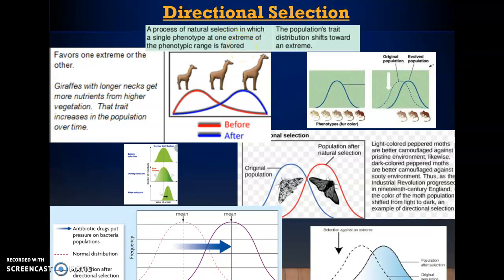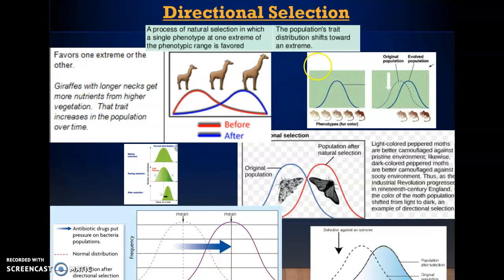And I've got a gazoodle of examples here. But this one has giraffes. So with giraffes, we can see the blue line is after selection. This shows us that giraffes have these longer necks because it is a favorable adaptation. So the extreme, the long neck, is favorable because, thinking about the background, with these long necks they're able to reach more vegetation. Then they're going to have more food, they're going to be healthier, they're going to live, and they're going to pass on their long necks to their kids. That's just what it is.